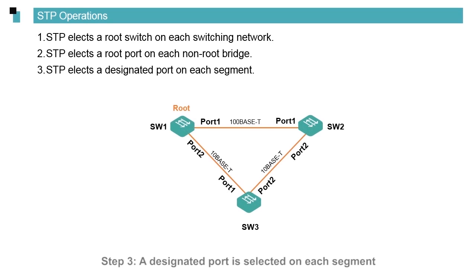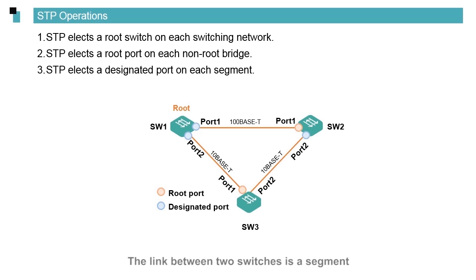Step 3. A designated port is selected on each segment. The link between 2 switches is a segment. All ports of the root bridge are designated ports. In other words, designated ports of the segment connected to the root bridge must be root bridge's ports.